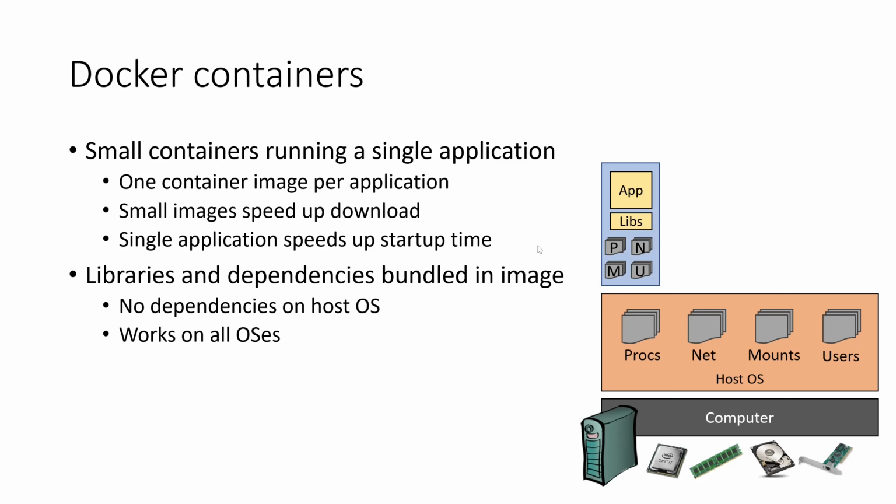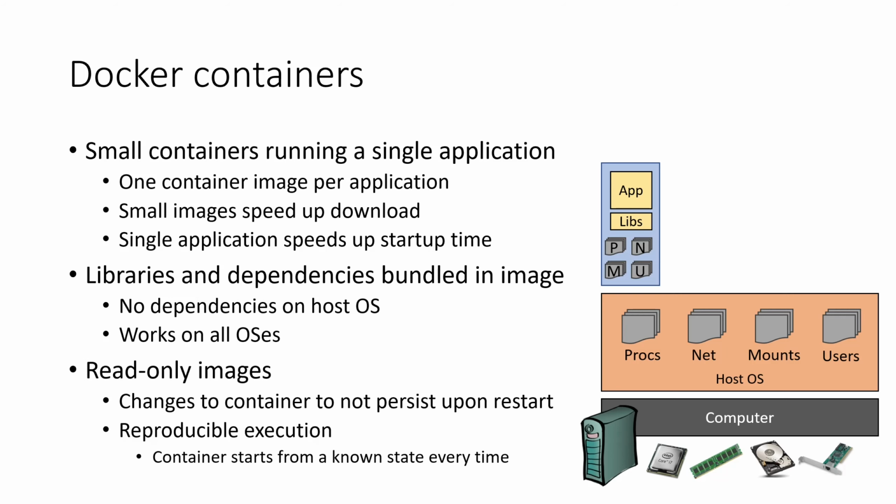This means that a Docker container doesn't depend on anything running on the host operating system. And a Docker container can run on different operating systems. We can have the same Docker container image run on Red Hat, CentOS, Debian, Ubuntu, SUSE. It can even run on Windows. So one image runs everywhere because the image bundles all of the dependencies of the application. This makes it very easy to ship applications and deploy them.